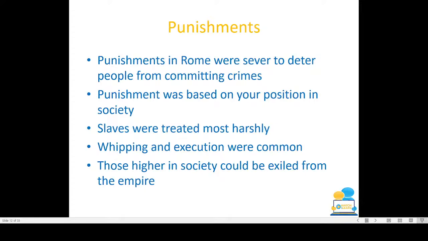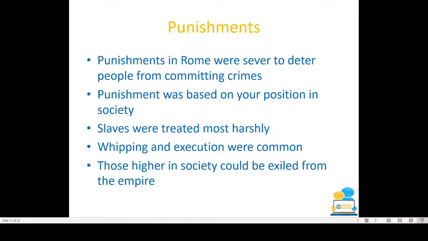For those, as I said, punishments were different. So for those in higher society, they could often be exiled from the empire itself, so they would have to leave the Roman Empire. So depending on the type of crime they committed, they could also be executed, but often what would happen is they would be exiled from the Roman Empire. So they would have to leave the Roman Empire itself, which was punishment in itself, because they would lose the protection of being a member of the Roman Empire, but also as they were higher up in society, they'd often be quite wealthy, and obviously they would lose a lot of this kind of wealth as well.